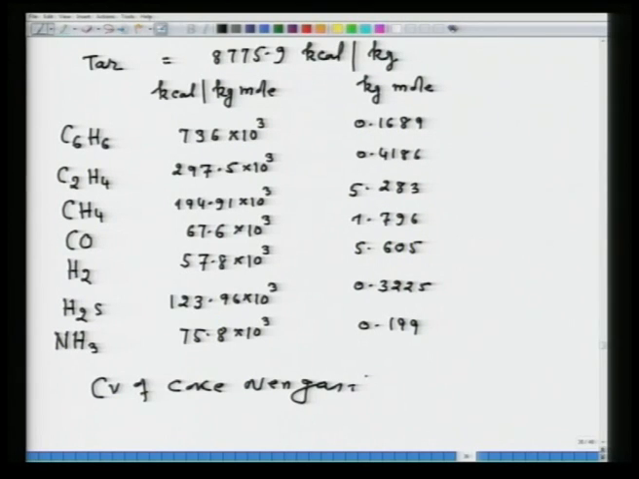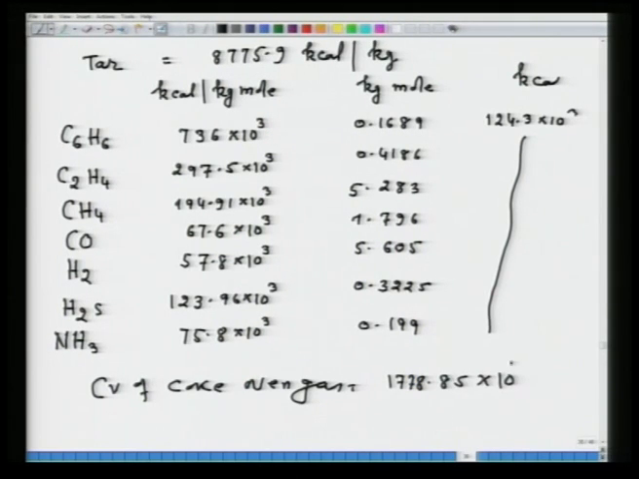What you have to do? You get the kilocalorie here, you multiply this value by 0.1689, for example, and you will get here 124.3 into 10 to the power 3. Similarly, you will get for all, and if you add them together, this will be 1778.85 into 10 to the power 3 kilocalorie. That is the calorific value of coke oven gas.